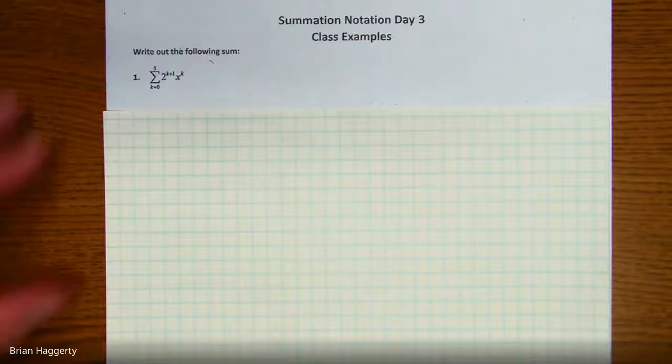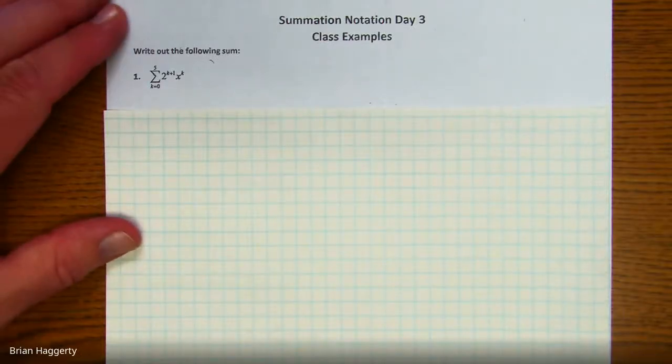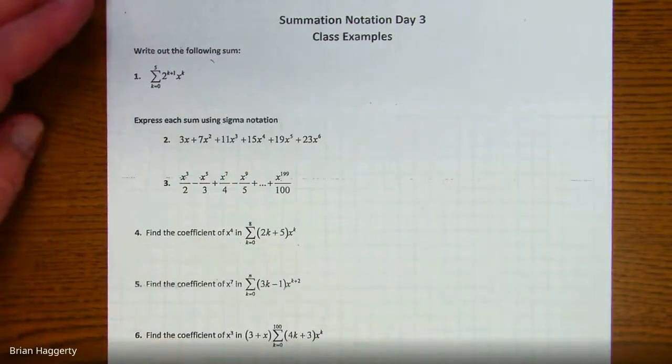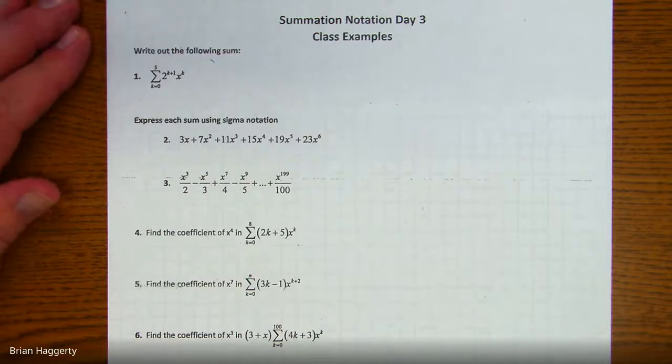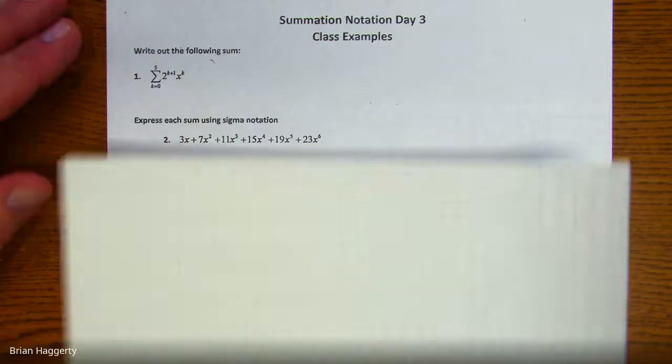Good to get started. All right, classwork for today is going to be these 6 examples. The overall skill set we've already addressed over the last couple days. Just some minor variations of some things we've already done.